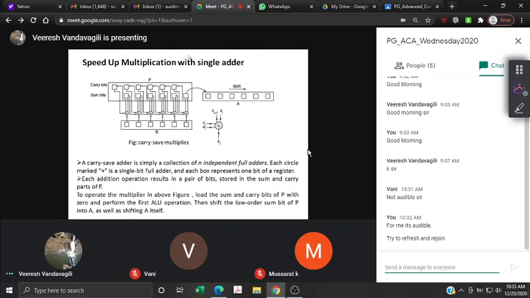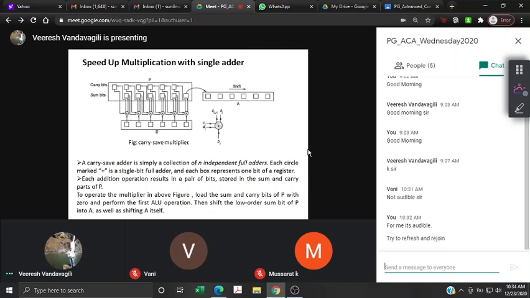Here the first one employed is the carry save adder, as my friend explained. There are three inputs and two outputs, and each carry save adder has n independent full adders. All the full adders of the carry save adder work independently. It does not depend upon any carry, and the carry will not be propagated. So the carry save adder is simply a collection of n bit full adders.